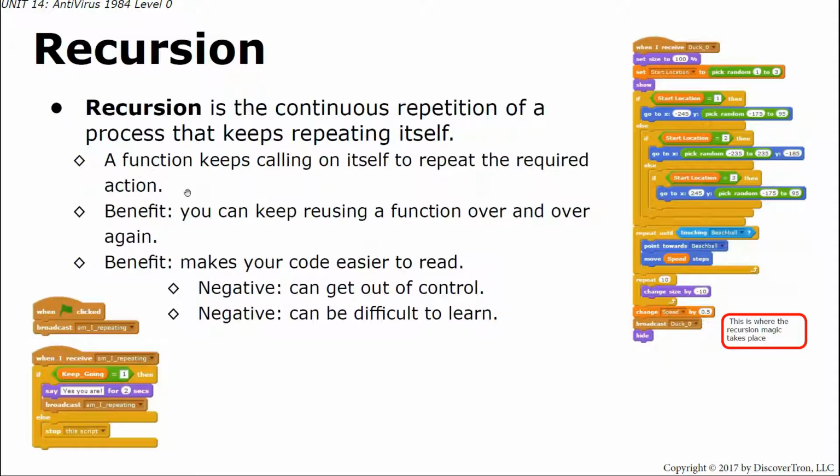Benefits, it's like you can keep reusing a function over and over again, which you saw, it gives us that ability to keep repeating it. Some negatives is that it can get out of control, and it's difficult to learn to keep thinking that a function keeps calling itself over and over again. Okay, so that's just something to think about as well. And don't mind the fact that we're using a broadcast message, especially if you're a computer scientist and you're like, well, that's not the definition of recursion. We're just keeping it simple just to get the mentality.